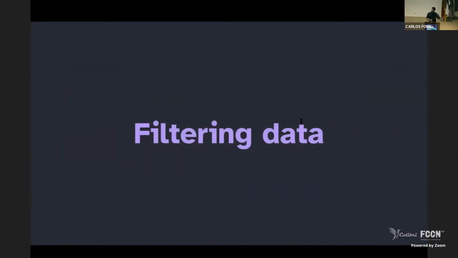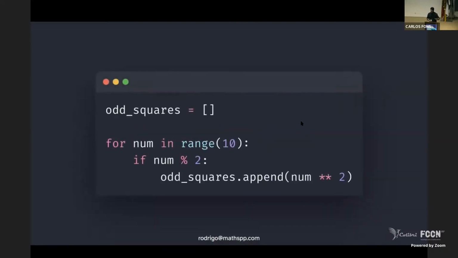So that's a basic list comprehension. And now I want to show you how you can also filter data inside comprehensions. So again, let's start with list comprehensions, and then we will generalize to other things. Again, same thing, let's start with a loop. And now it's pretty much the same thing, except I only care about odd squares. And so I added an if statement here.